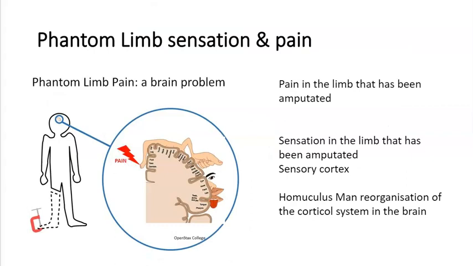So we're going to talk very quickly about phantom limb pain. Phantom limb pain and phantom limb sensation are two different things. Phantom limb sensation is where you feel sensation in the limb that's not there. You're projecting that space outside of your body, and the homunculus, so what you can see is the homunculus man here, needs to remodel. It's called cortical reorganization of the brain.